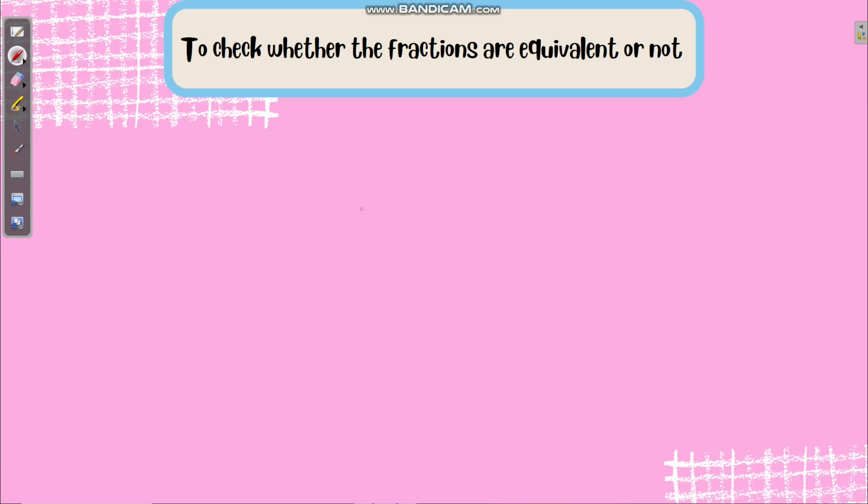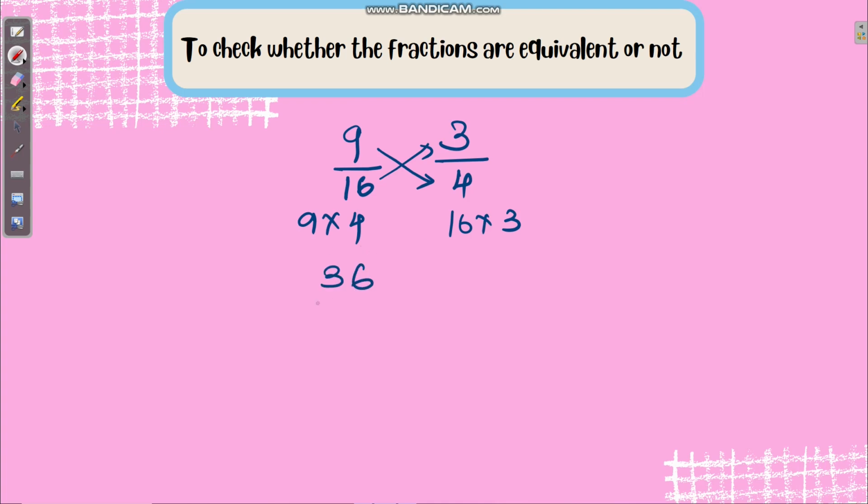So the example is 9 upon 16 and 3 upon 4. This is a question, we need to check whether they are equivalent or no. So just multiply this 9 into 4, you write it over here, and 16 into 3. Let's find what is 9 into 4, it is 36. Okay, what is 16 times 3? It is 48. 16 3s is 48.